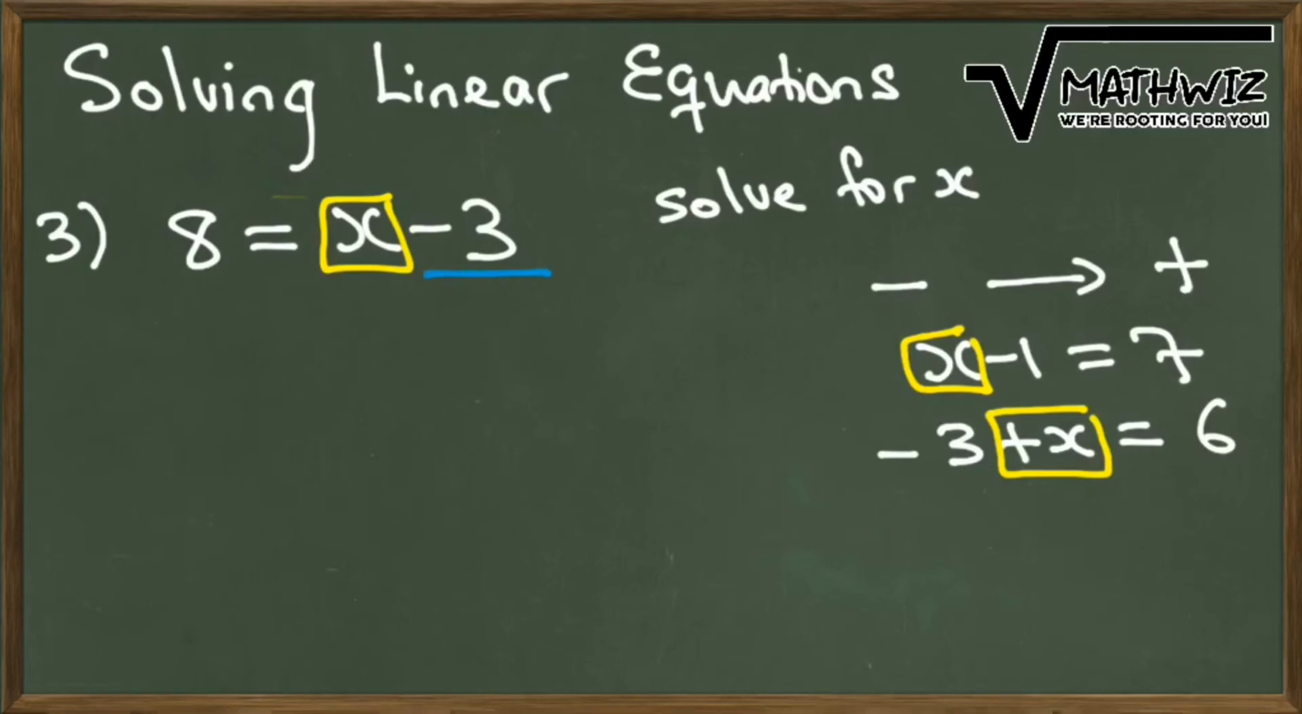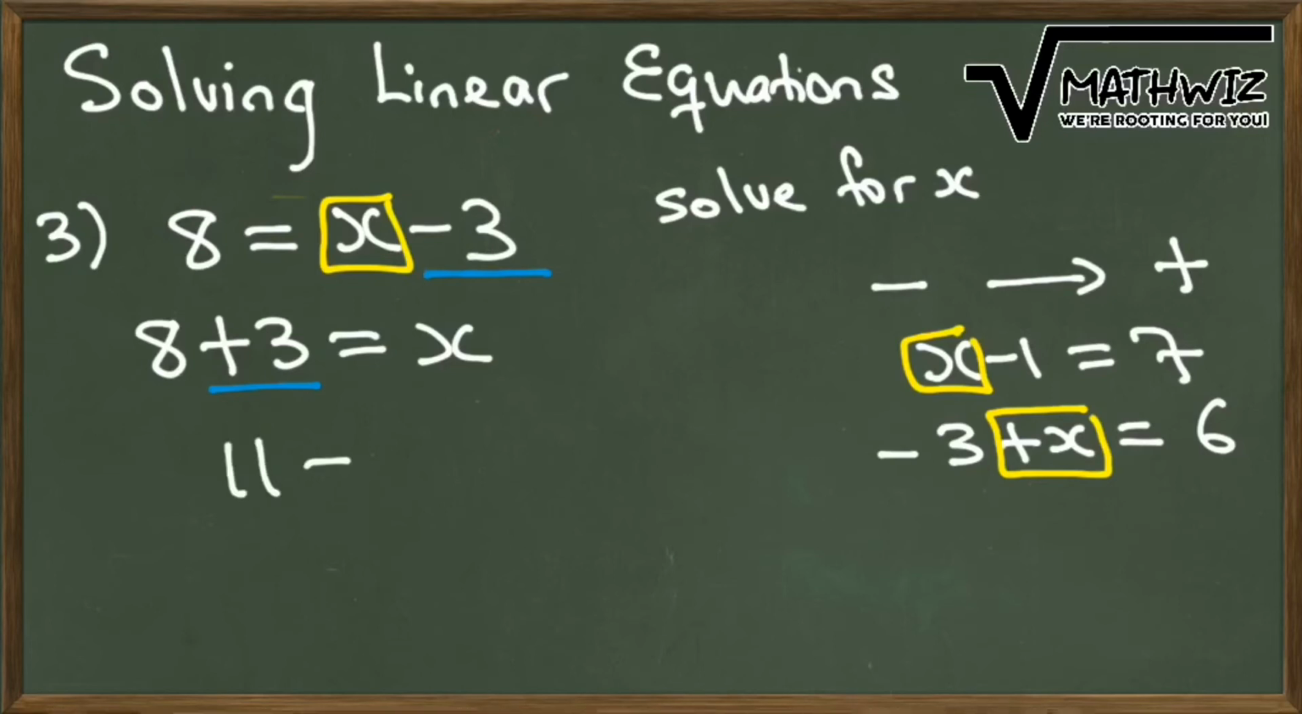So this minus 3 becomes plus 3. Right, and 8 plus 3 is going to be 11. All right, so go ahead and try for yourself.